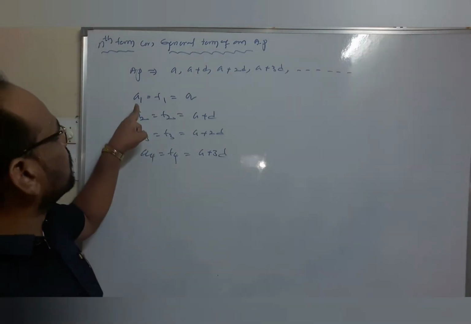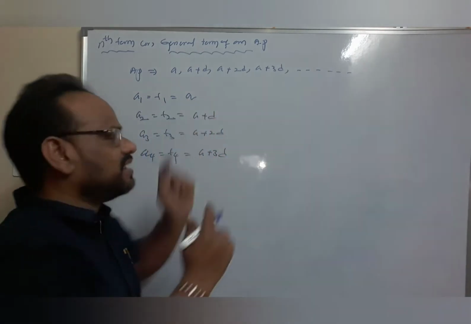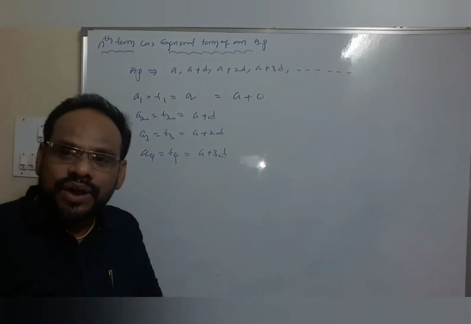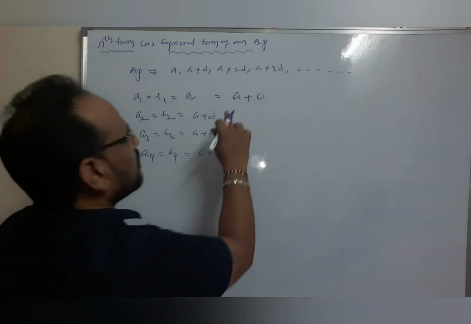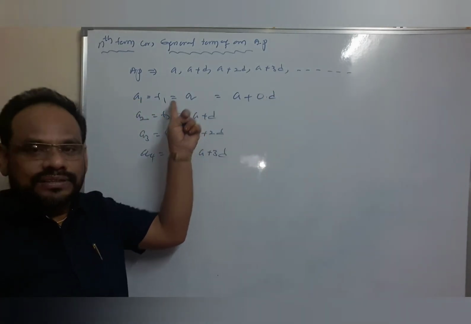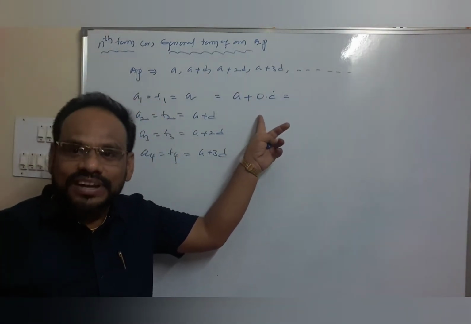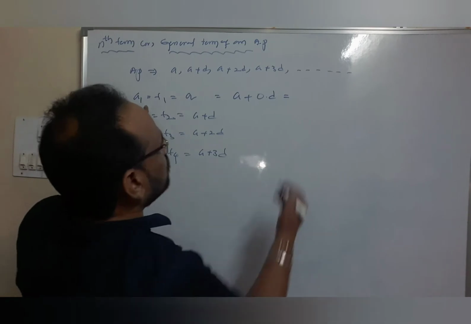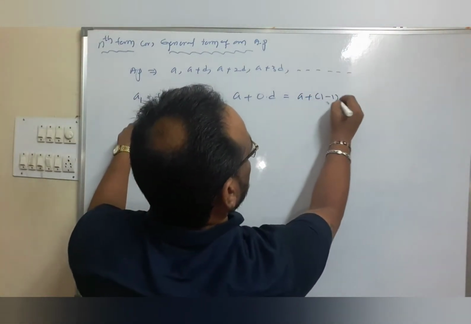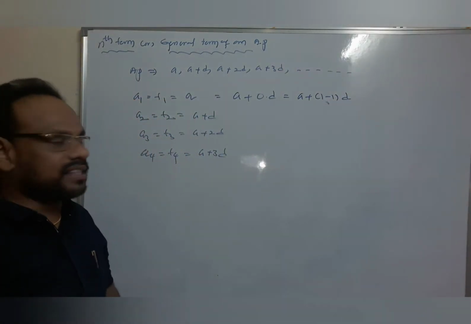Observe here, first term A1 is how much? A. We know that 0 is an additive identity, so A can be written as A plus 0. 0 times anything is 0, so A plus 0 into D is A only. For our convenience, this is the first term, so 0 can be written as A plus 1 minus 1 into D. 1 minus 1 is 0, so it doesn't change anything.